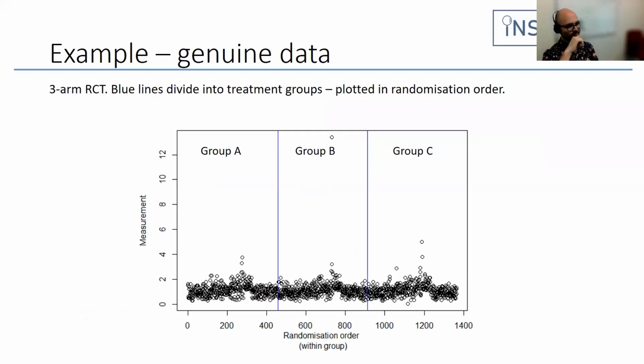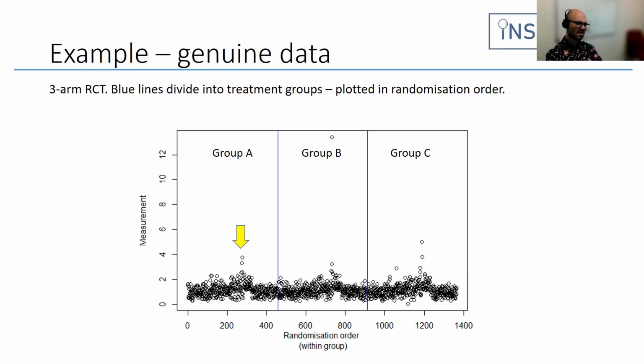So let me give you an example. This is an example of some genuine data, actually. And what I'm showing you is a three-arm RCT with blue vertical lines dividing the data into those three groups, A, B, and C. And all we've done is we've plotted a baseline measurement in randomization order within each one of those groups, okay? And if we look at group A, first of all, you might sort of say like, is there something weird going on there? Suddenly we get a few sort of higher measurements. Maybe the variance is a bit greater there. That looks a bit odd.